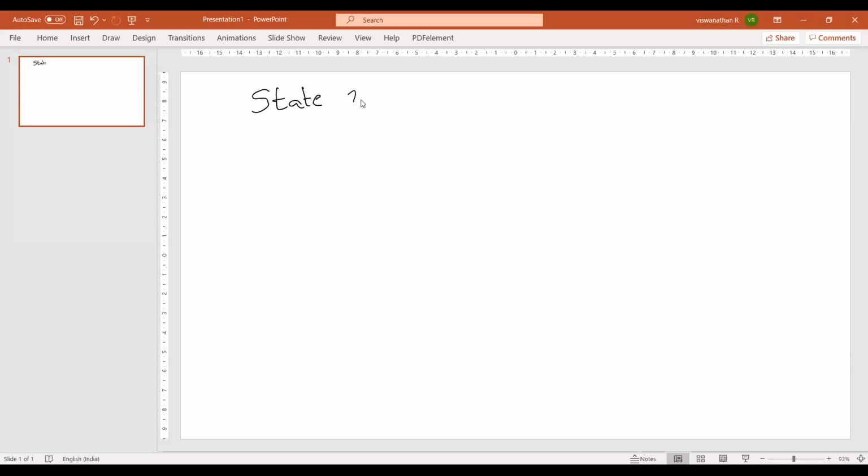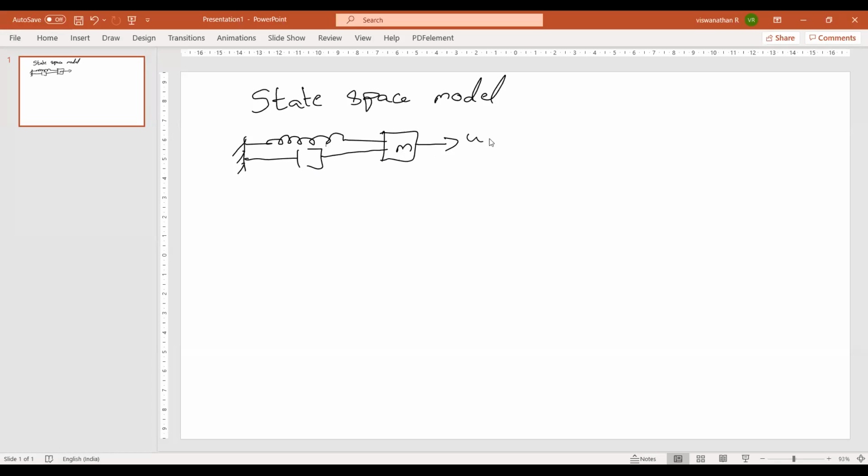State space model. I'll just refresh this one so that you recall it. We considered a spring mass damper system, where you apply an external force.